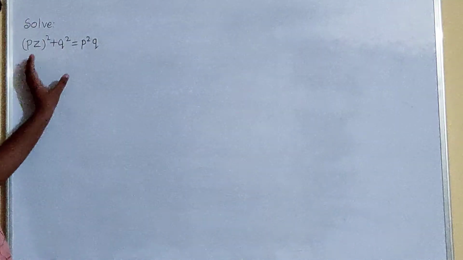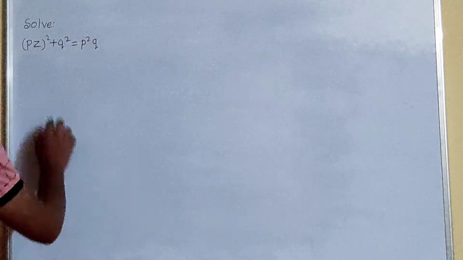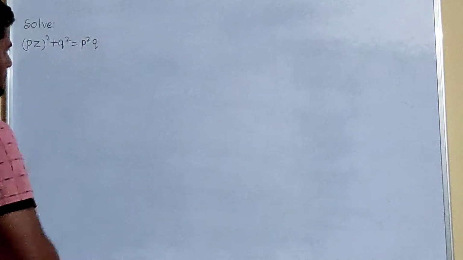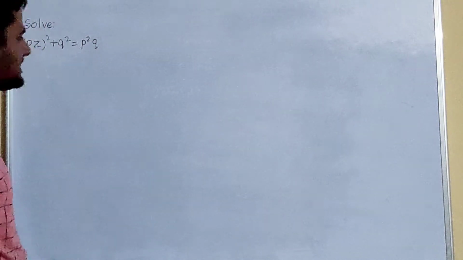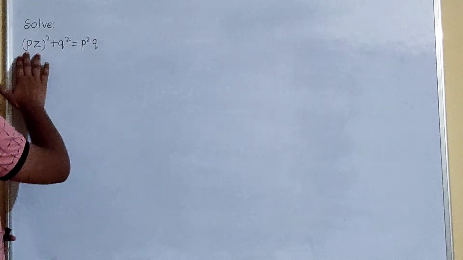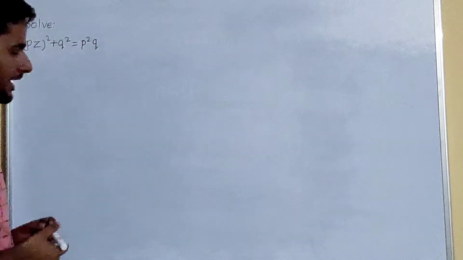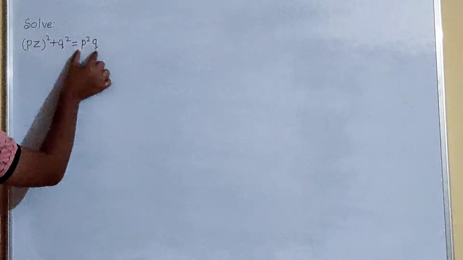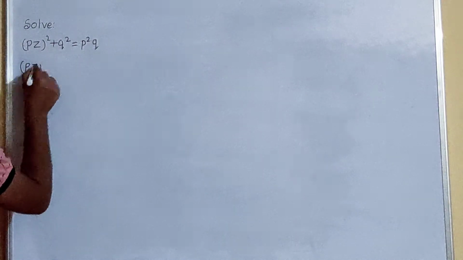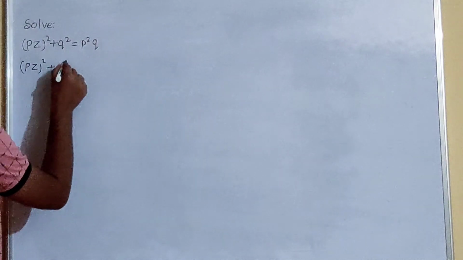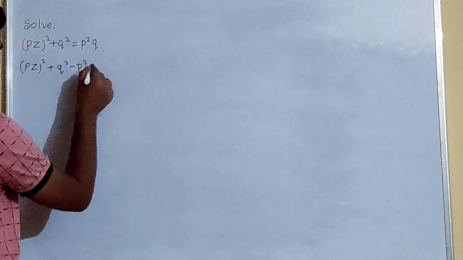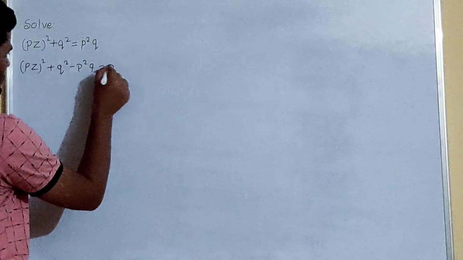So how to solve this type of question? We have been given pz whole square plus q square equals p square q. As you can see, whatever question is given is in terms of p, q and z. So if I bring this term to the left hand side, I can write (pz) whole square plus q square minus p square q equals 0.